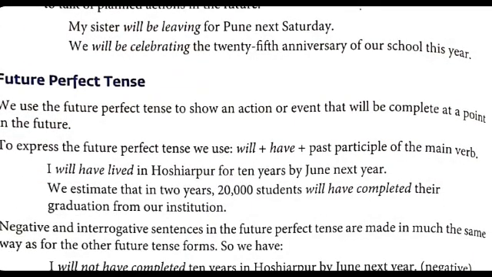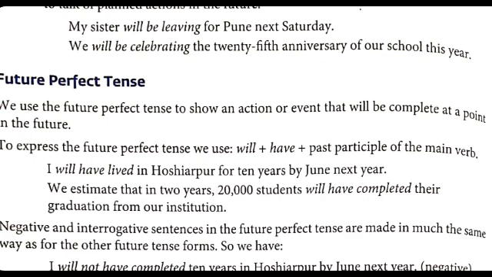Now next one is future perfect tense. Now when do we use the future perfect tense? It shows an action or event that will be complete at a point in the future. Now in order to express the future perfect tense, we have to use the structure will plus have plus the past participle of the main verb. It is will plus have plus the past participle of the main verb.